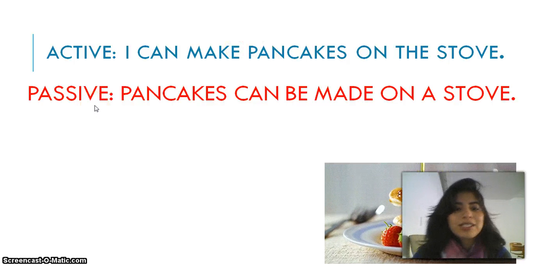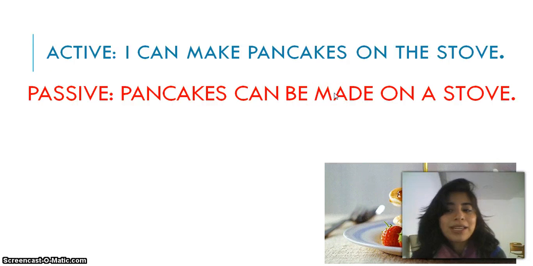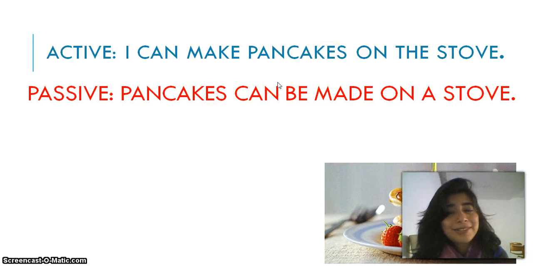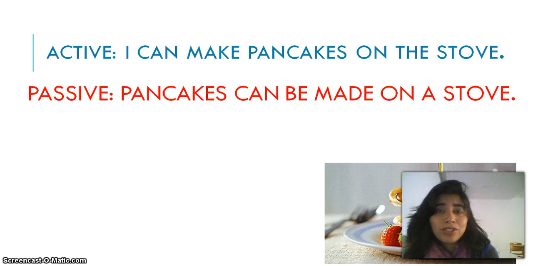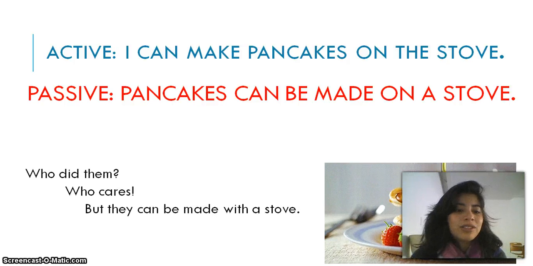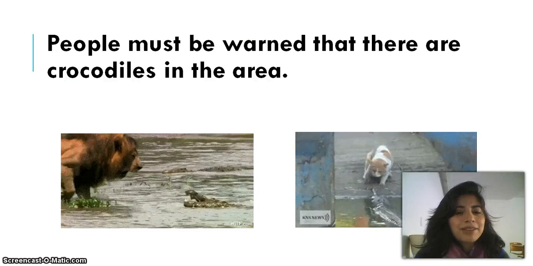The second sentence we can see is: pancakes can be made on the stove. As you can see, my direct object is now the subject of the sentence. So that means that it is relevant that pancakes can be made on the stove. It doesn't matter if I make them or IHOP makes them or Bibb makes them. What matters is that they can be made. Who did them, who cares, but they can be made on the stove.